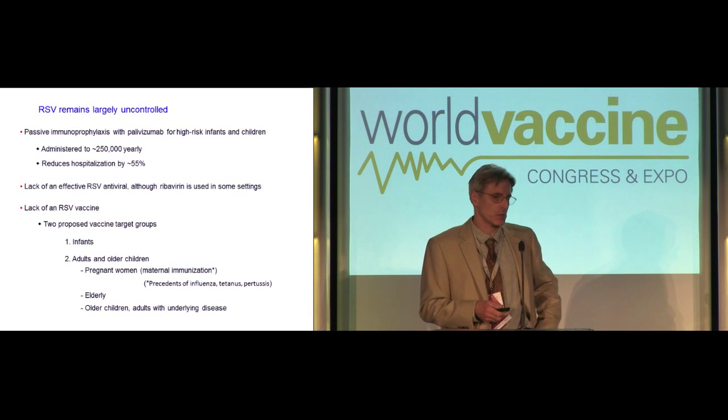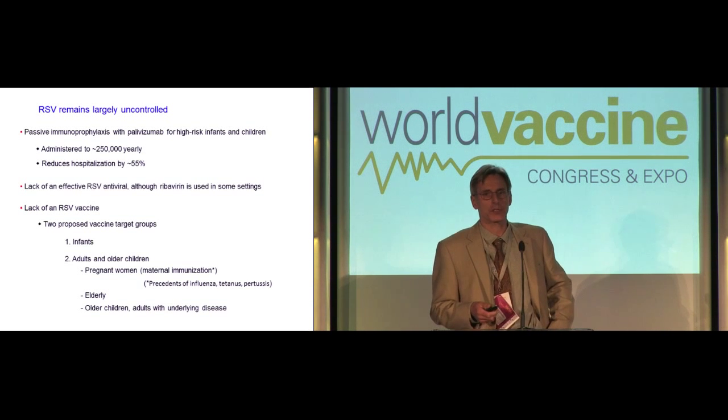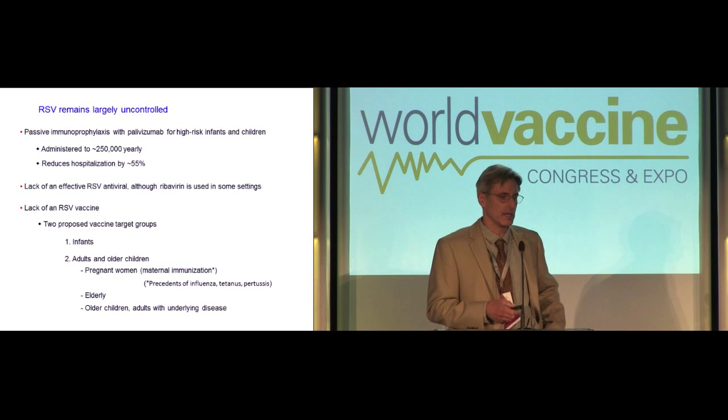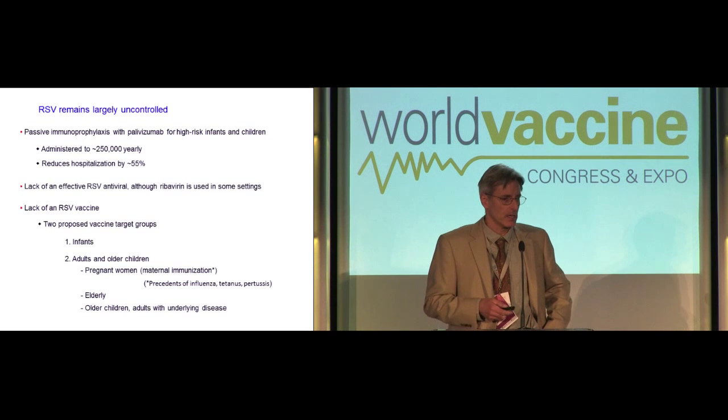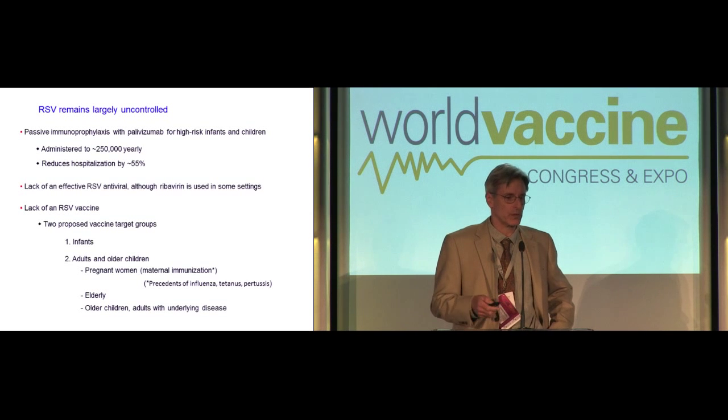And that would have several uses. One, for example, would be maternal immunization, which is a strategy to boost the level of antibodies in expectant mothers so that the newborns will have higher levels of RSV antibodies. And this has been pioneered with influenza, tetanus, and pertussis. The elderly would be another population for vaccine use, and also individuals with underlying disease.